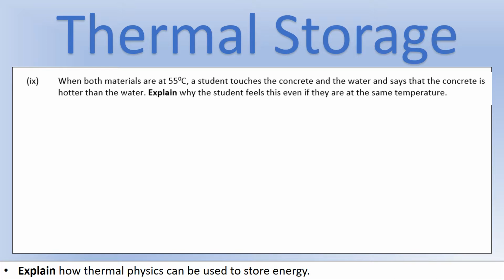Okay, so what we do now is think about why things feel a different temperature. If you touch the concrete at 55 degrees, and if you touch the water at 55 degrees, you would feel that one of them was hotter than the other. In this example, I've said it feels like the concrete is hotter than the water, even though we know they're both at 55 degrees. So what I'd like you to do is have a go at explaining why this is the case, even though they're the same temperature. Have a go, and then we'll review what I've got down for this as well.